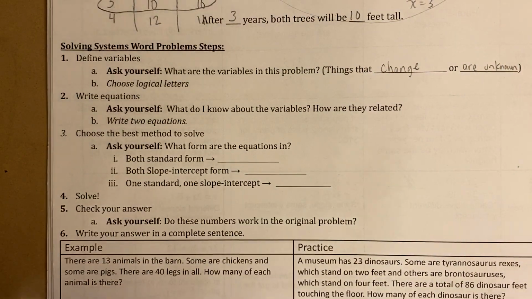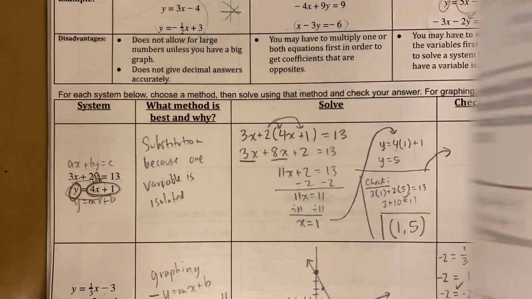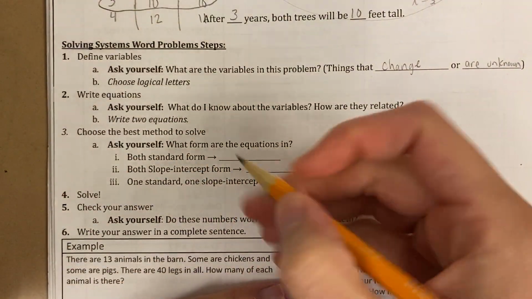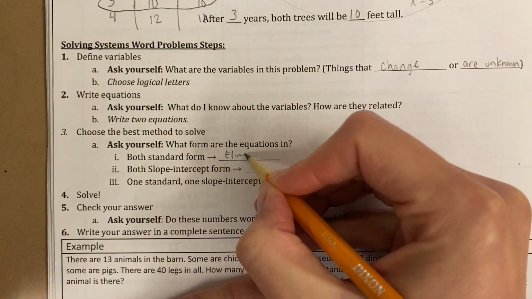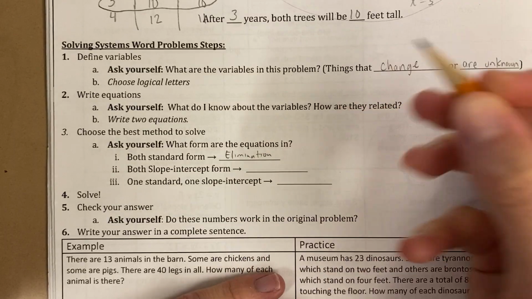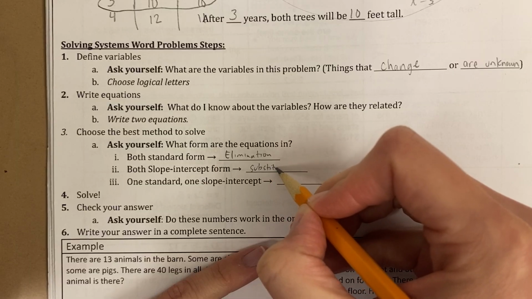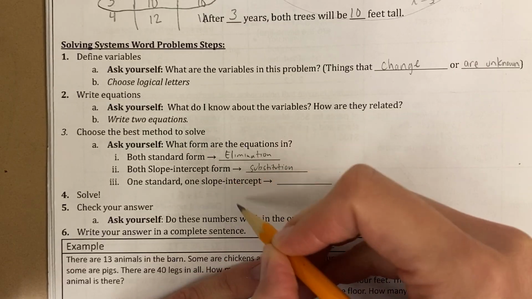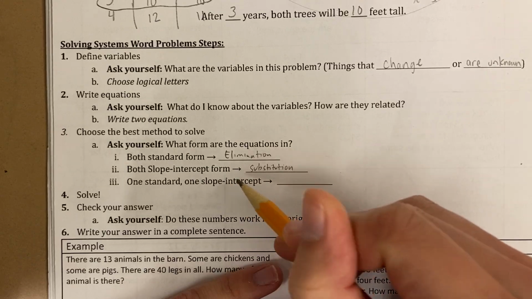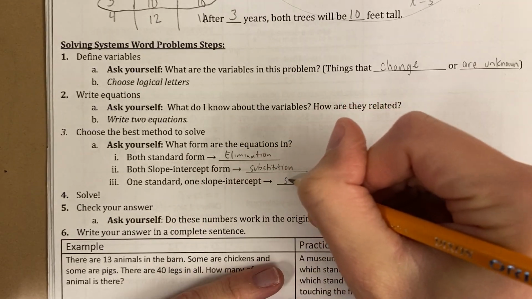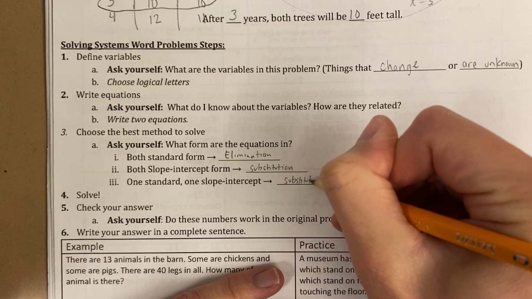So you'll reference your notes on page 16, and you'll remember that if they're both in standard form, you'll use elimination to solve because that's the easiest. If they're both in slope-intercept form, you'll use substitution. Do we sometimes use graphs in this situation? Yes, but I'm not going to provide a graph, and I'm just going to tell you substitution is going to be your better option here. Same deal if there's one standard and one slope-intercept, you're going to use substitution.